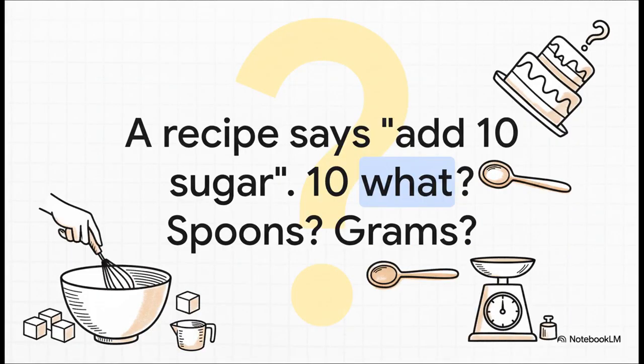Okay, just imagine for a second you're baking a cake, and the recipe says add 10 sugar. You'd be totally stuck, right? Is that 10 spoonfuls, 10 grams, 10 whole cubes of sugar? Without that little bit of extra info, the unit, the number 10 is absolutely, completely useless. And your cake? Well, it's probably going to be a disaster. Well, physics is exactly the same. A number all by itself means nothing. It's the unit that brings it to life.